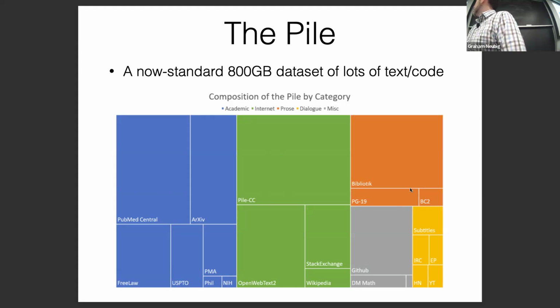It also has some prose, so these are like book datasets. It has some code datasets, and it has some subtitle and dialogue datasets in it. So overall this is 800 gigabytes, or about 300 billion tokens, according to it.